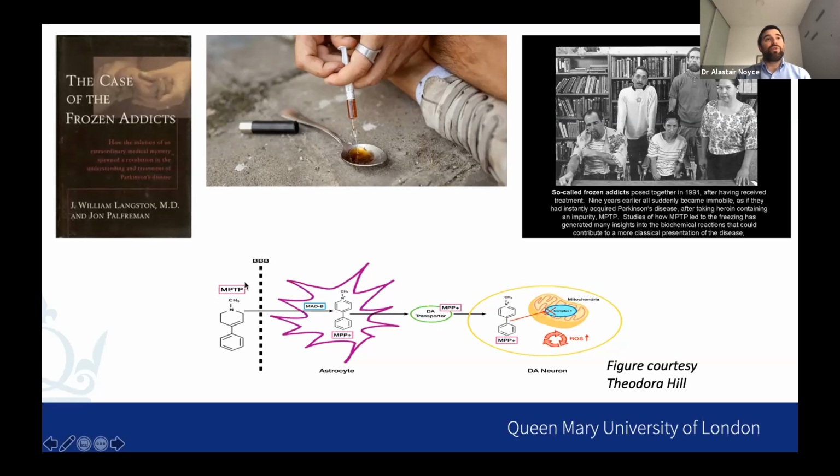Now, MPTP can cross from the bloodstream across the blood-brain barrier into the cells of the brain, the astrocytes, where it's converted to another chemical called MPP. And MPP binds to dopamine transporters and then moves into dopaminergic brain cells, where it affects mitochondria, the powerhouse of the cell, and causes damage to dopaminergic neurons and dopaminergic neuron death, and the symptoms of Parkinson's. It's not Parkinson's disease, but it's a neat model for how Parkinsonism could occur in this small cluster of cases. And this figure was actually drawn by one of my students, Theodora Hill. So this was a very elegant piece of epidemiology and detective work that found a chemical that can give us the appearance of Parkinson's disease.